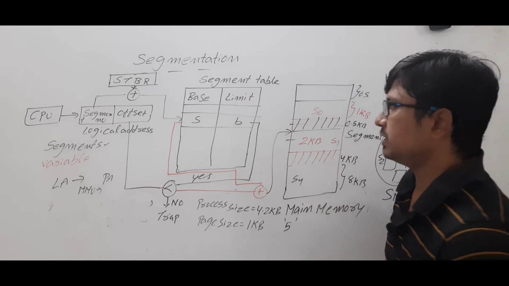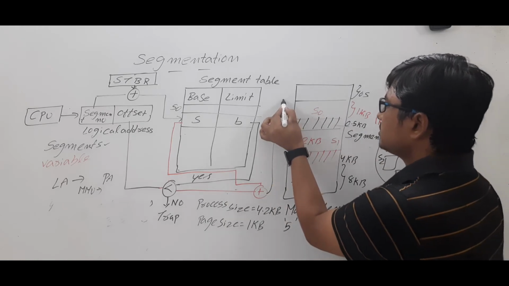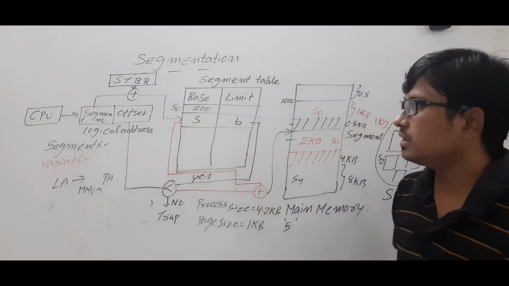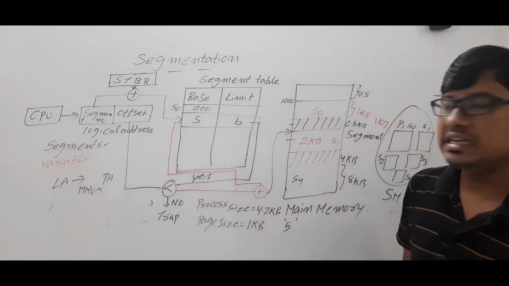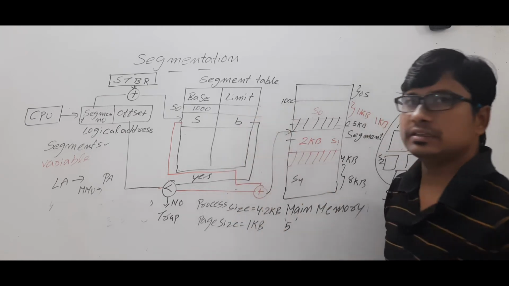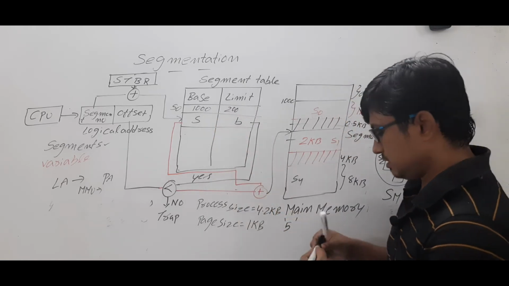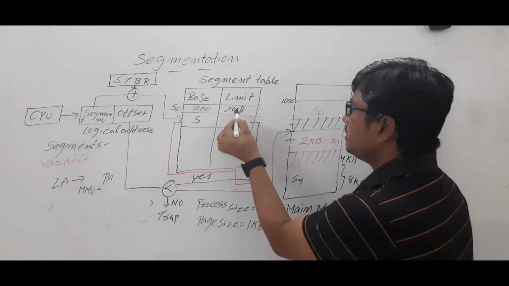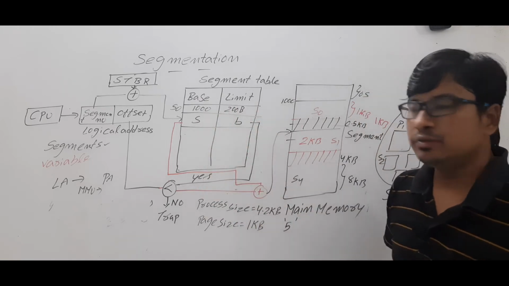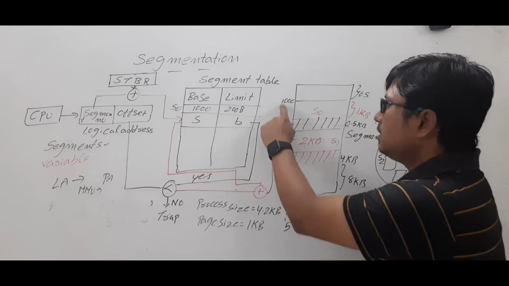What is the meaning of this? Let's take segment number 0. Segment number 0's starting address is, let's take, 1000. Is it clear? Then you have the size of the segment. Each segment will have its own size. Am I right or wrong? Let's consider that the segment size is 200 bytes. Are you able to understand it or not? So the base will tell you the starting address, and the size or limit will tell you the size of the segment and also the end address. Is it clear? Are you able to understand?